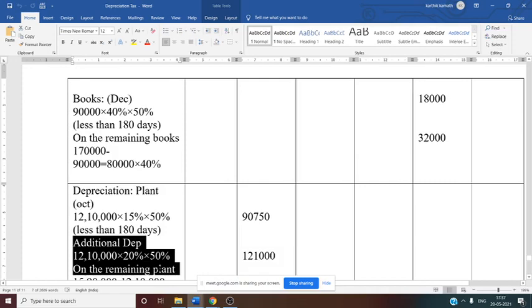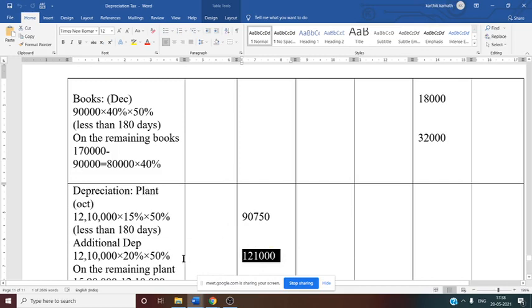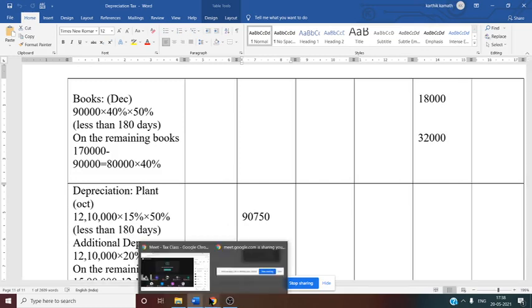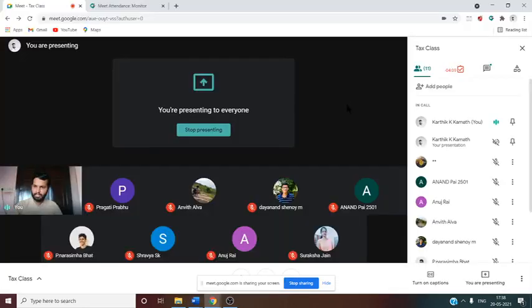Half of the additional depreciation we need to give. So 12 lakh 10,000 into 20% into 50%, or else you can do 12 lakh 10,000 into 10%. Answer is 1 lakh 21,000. So now we charge depreciation on purchase. Normal depreciation we have charged. We have charged additional depreciation.